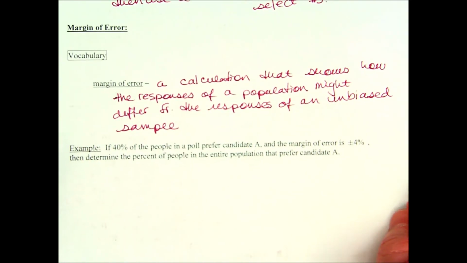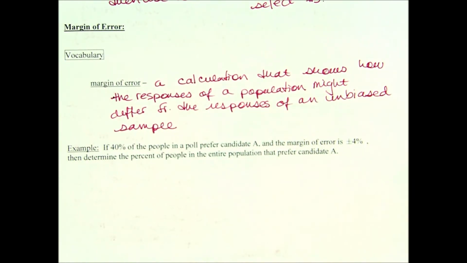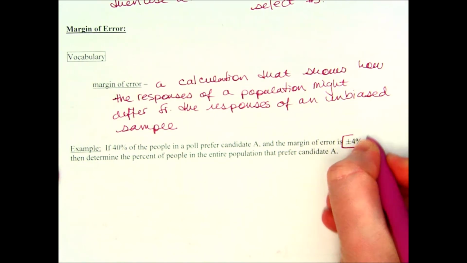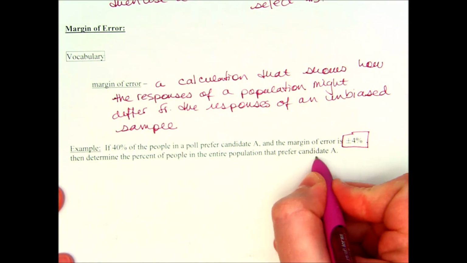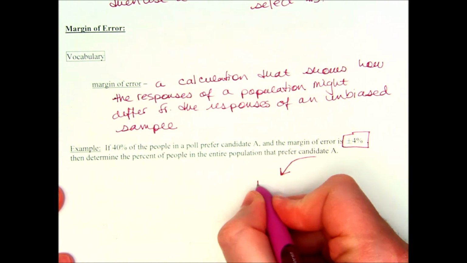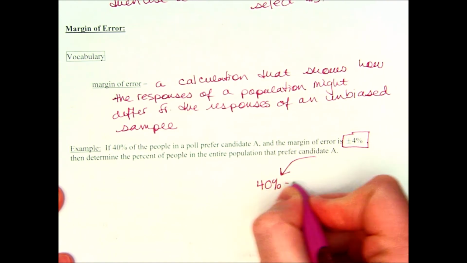For example, let's say that we survey a couple people and 40% say they prefer candidate A. We're told that our margin of error is plus or minus 4%. I know that in my sample, 40% of the people preferred candidate A, but I can use this margin of error to predict that in my entire population of absolutely everyone that I want information about, what percent of people actually prefer candidate A? Well, it could be as low as 40% minus 4%.